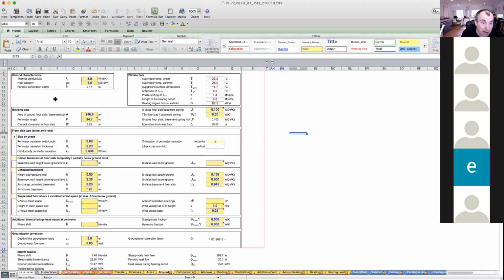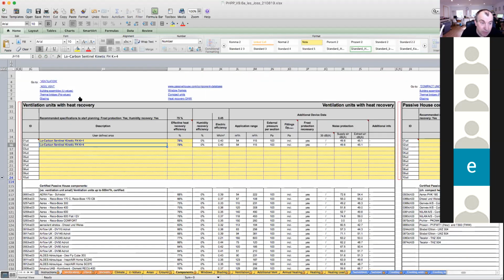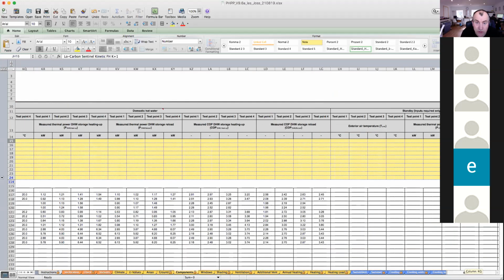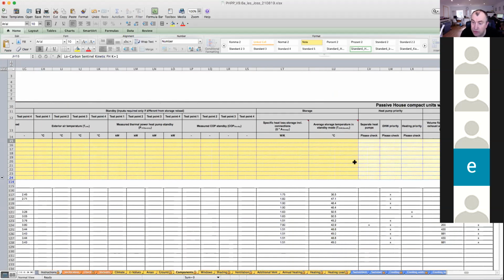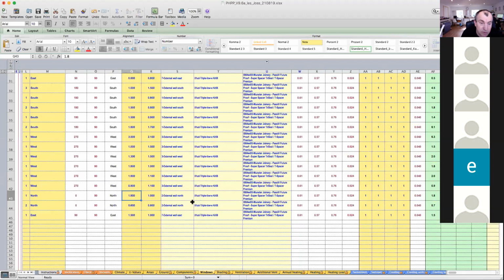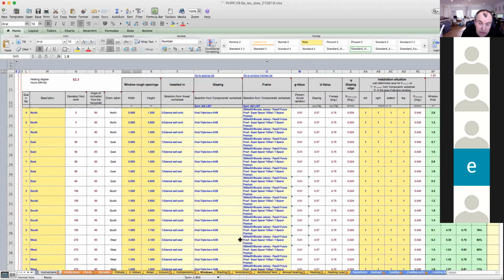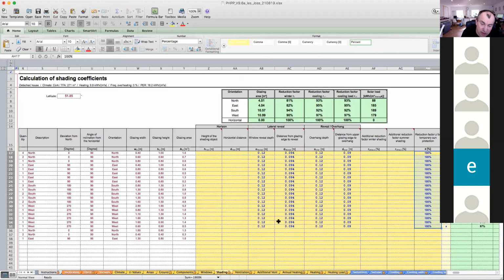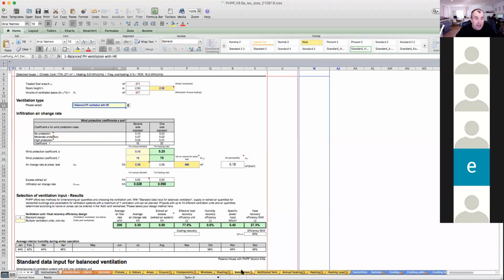We can choose the ground, each component. These are the ventilation units we used for this building, and we can also choose windows. Scroll across, go over to windows. These are the types of windows that we can choose, and different types of shading, whether you've got trees and stuff. Anyway, the one I'm looking at today is ventilation.